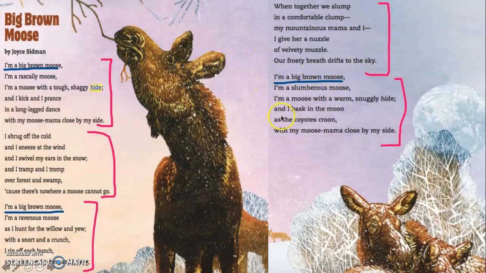I think the author did this in order to let us know how big and how brown this moose is, because it's important that when we read this poem, we make a mental image of what the moose looks like. And even though we have a picture here, we know that it's a big brown moose.